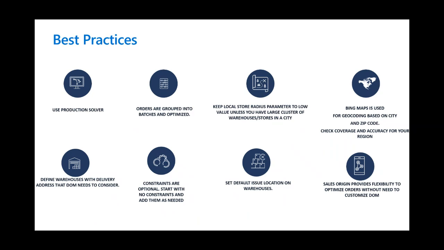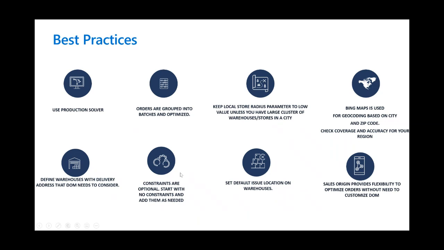So you have to see how customer stores or warehouses are organized that are going to fulfill the orders. If it is only one or two stores in a geography, then the value can be a different number. And if there is a cluster of stores in a small geography, then the value will be different. Bing Maps is used for geocoding based on the city and zip code. Because we are using Bing Maps, in some other countries the Bing output result may not be as desirable as other services. In that case, you can use geocoding from other services and update the F&O for processing. Always define the warehouses with the address type of delivery.